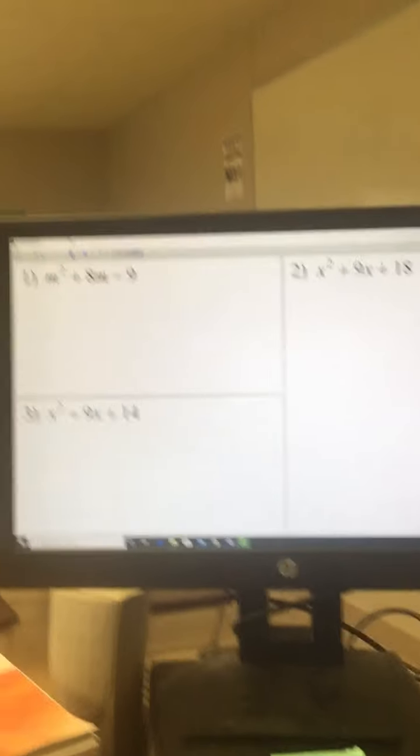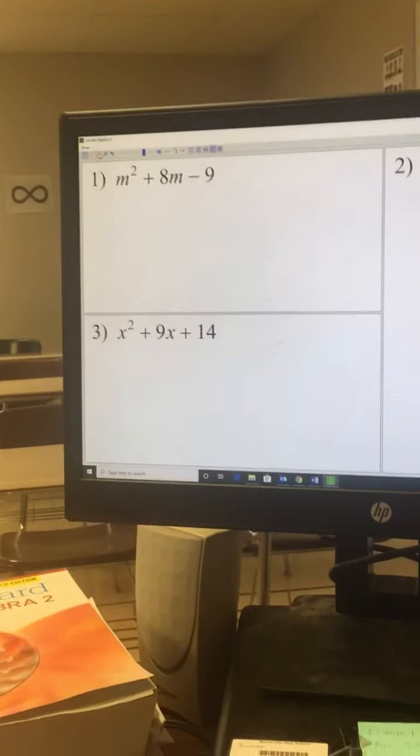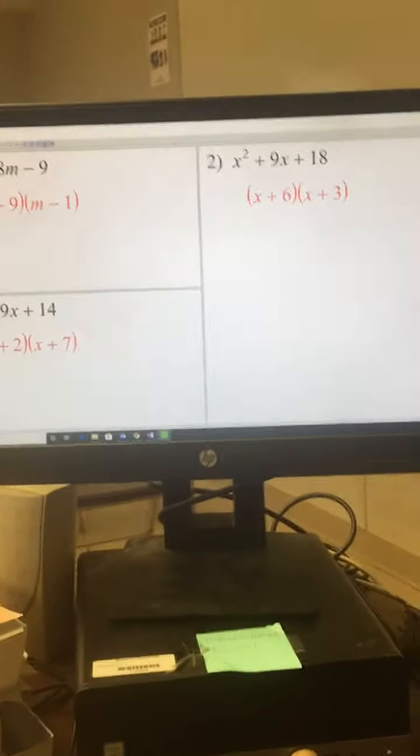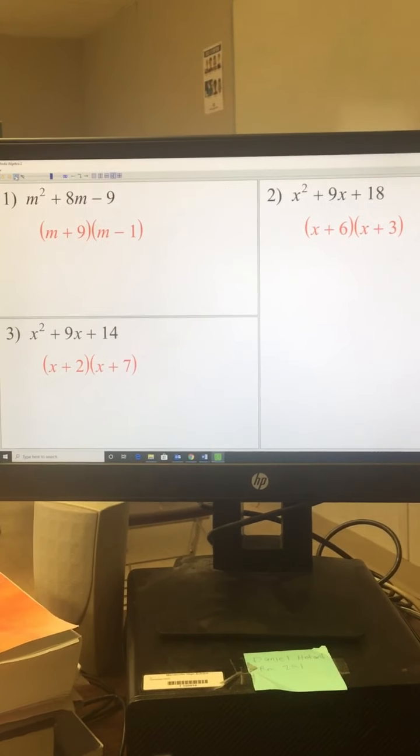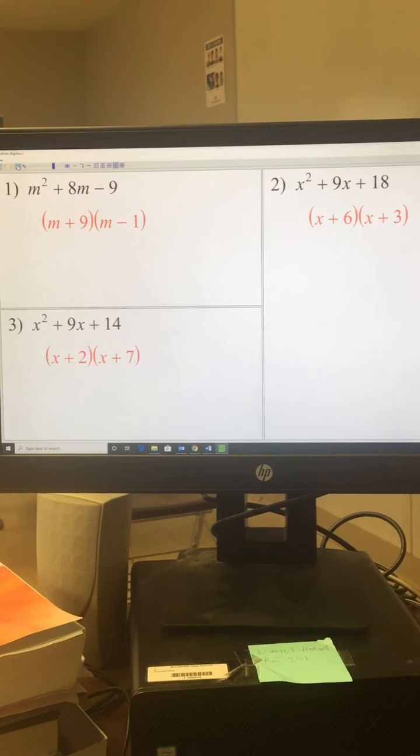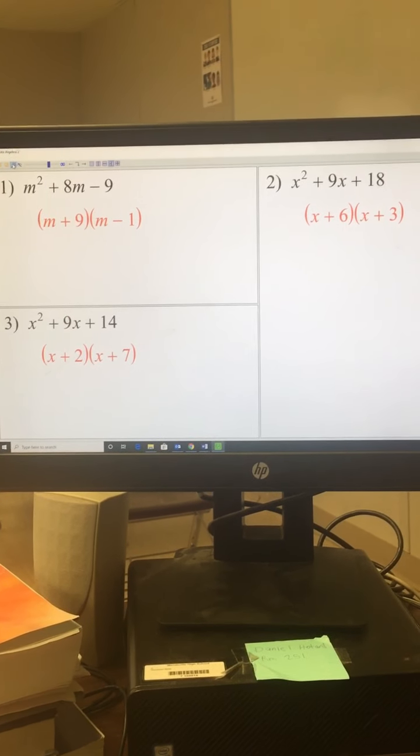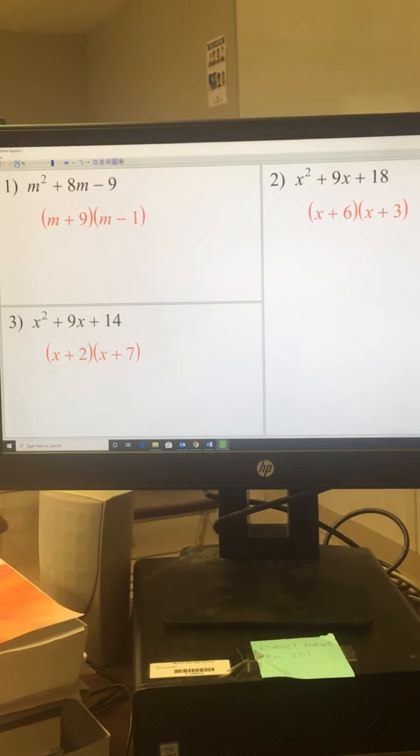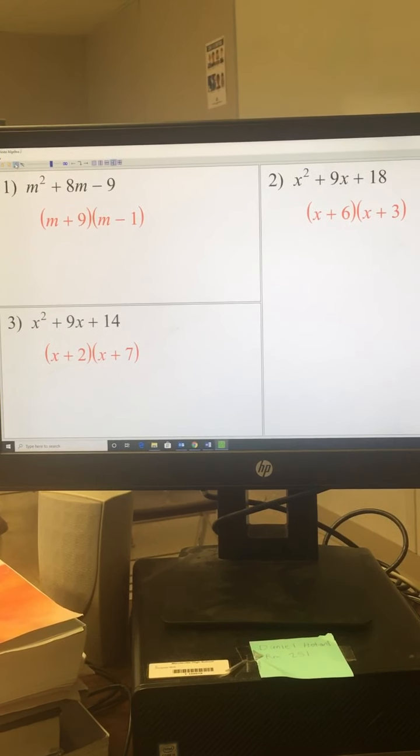Did you do them? All right, let's check the answers. You should get m plus 9, m minus 1. Number 2, x plus 6, x plus 3. Number 3, x plus 2, x plus 7. Again, the order doesn't matter. So number 1, you could have said m minus 1, m plus 9.